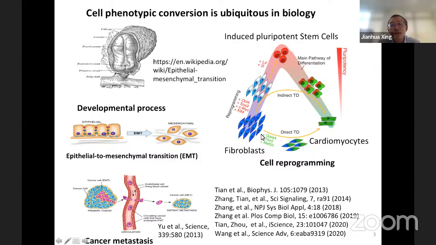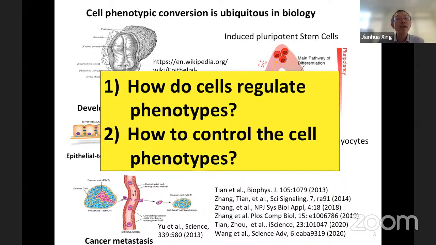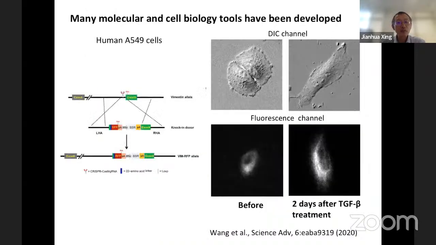Another example of cell phenotype change is cell reprogramming. We all know that now people have shown you can reprogram a terminally differentiated cell like a fibroblast into either pluripotent stem cells or directly into some other cell phenotypes. Those processes are very fascinating and also biologically very important. So we are really interested in how cells regulate their phenotypes and how to control them. You can tell this has very important biomedical implications, like regenerative medicine and also cancer treatment or other things. So for biologists, many tools have been developed.